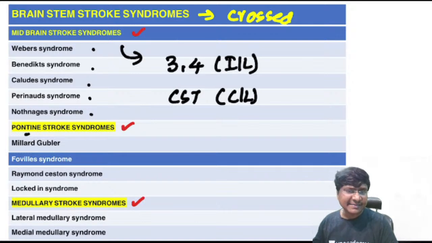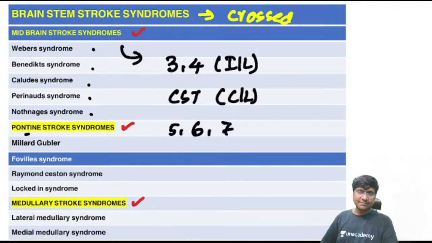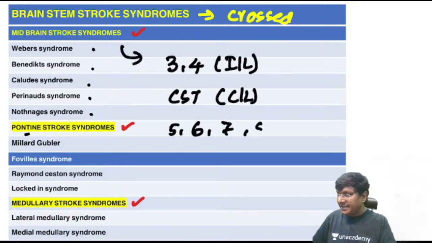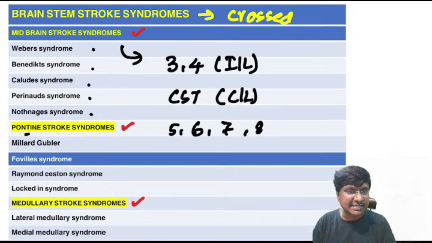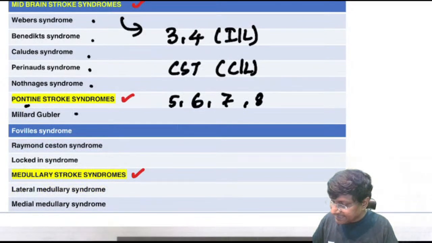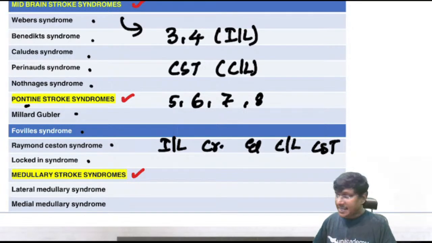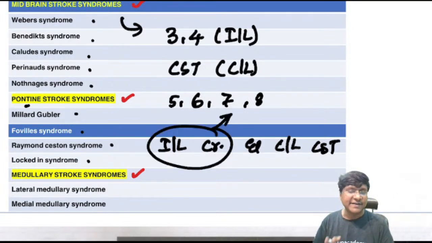syndromes, again the same story. What will be the cranial nerves in the pons? The cranial nerves in the pons will be 5, 6, and to a certain extent 7. And the 8th will be in between your pons and the medulla oblongata. So you remember the names. Names are very important: Millard-Gubler, Foville, Raymond-Cestan, locked-in syndrome. Okay, again same story: ipsilateral cranial nerves and contralateral corticospinal tract involvement will be there. And the cranial nerve will be any of these: 5, 6, 7, 8. Right? Accordingly, again you have the description.